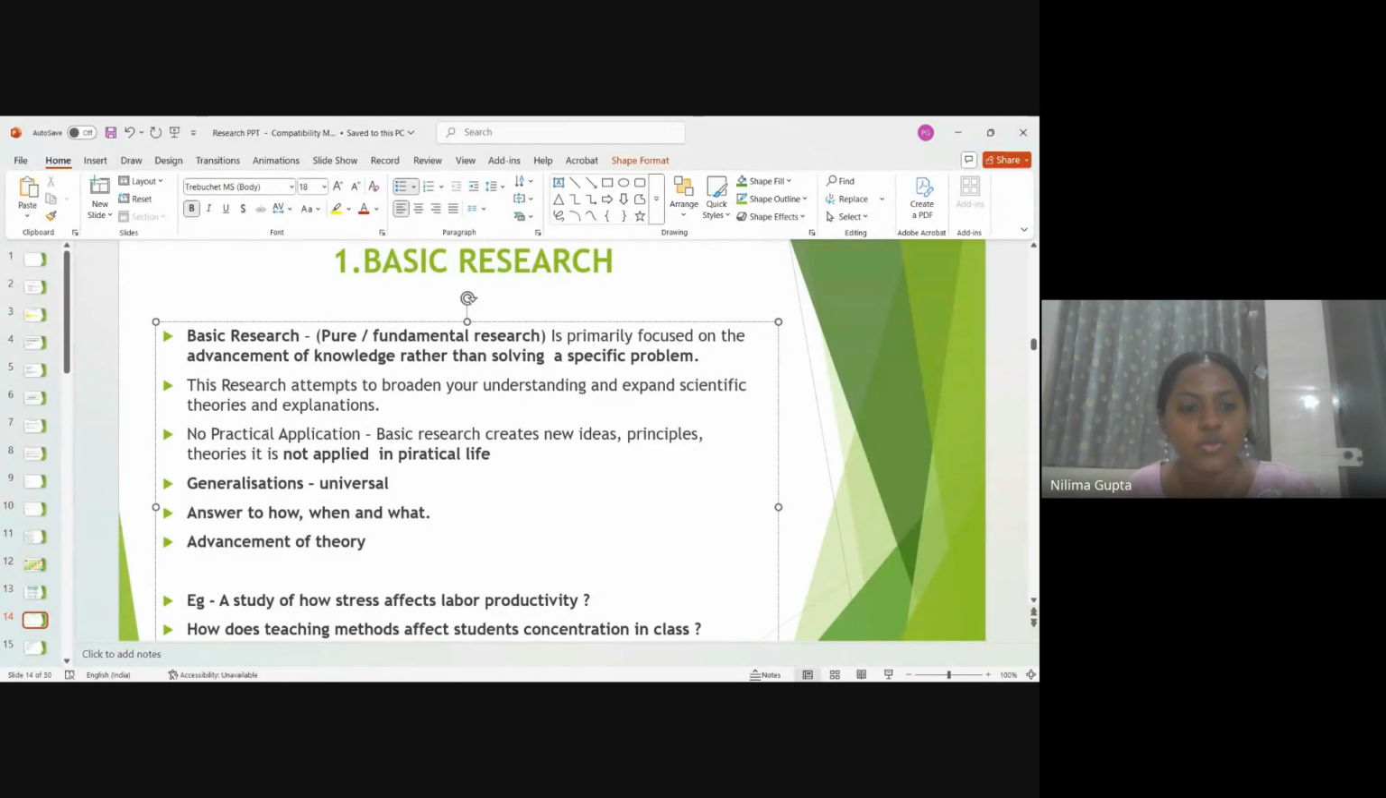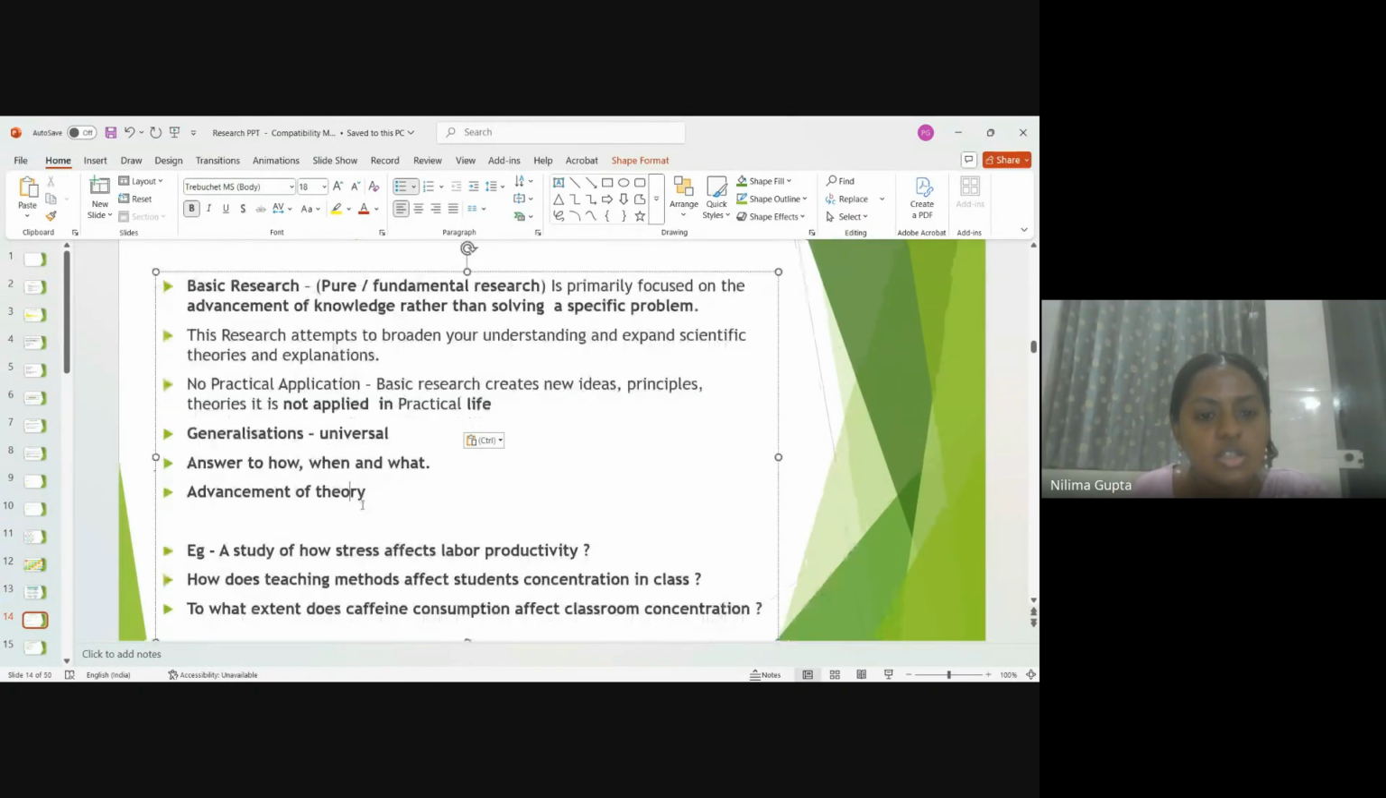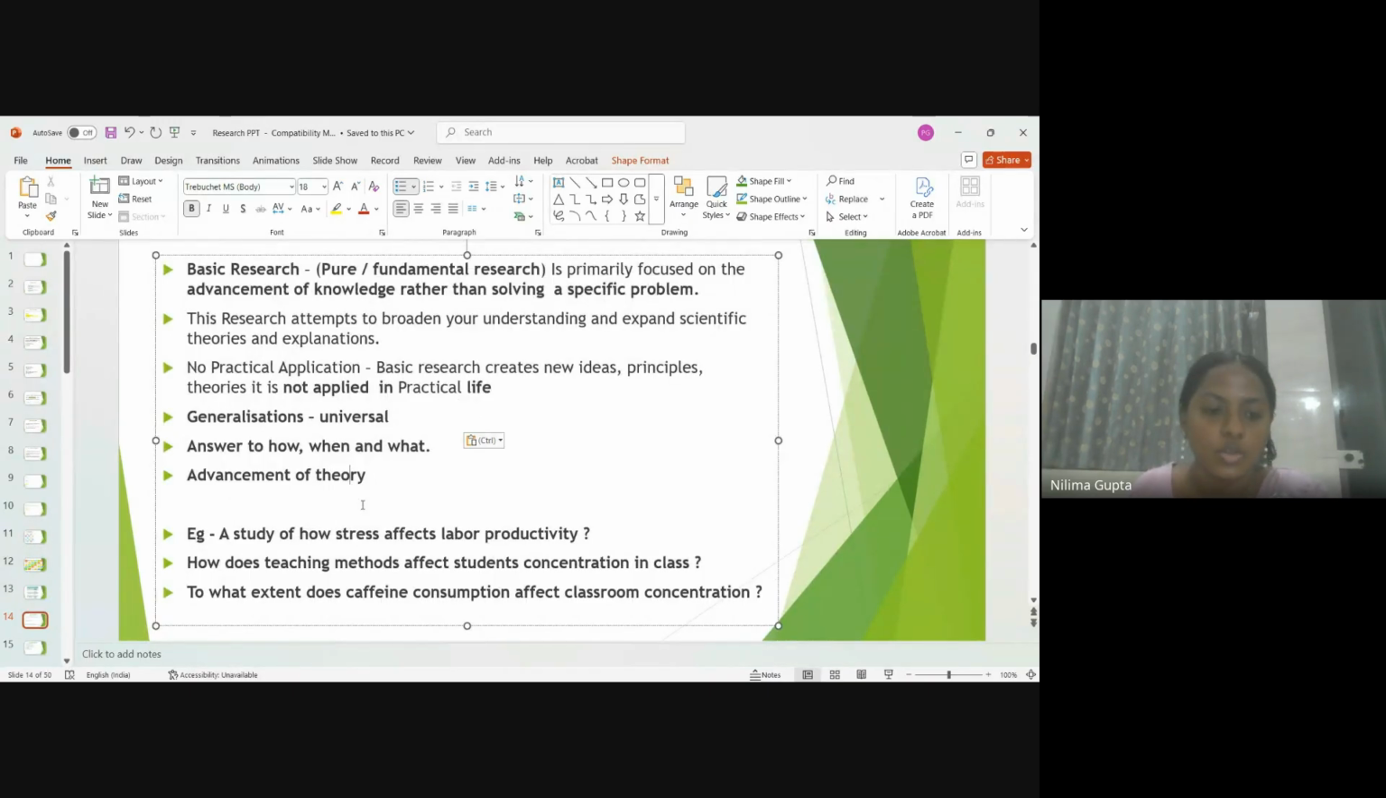Okay. So yes, there is a spelling mistake. We'll just correct it. So this research will always have a generalization that is universal. Whatever the research is, it will be applicable and will be the same everywhere. It will answer the questions of how, when, and what. And then it is the advancement of the theory. Whatever research is there, it will be advancing that particular theory.